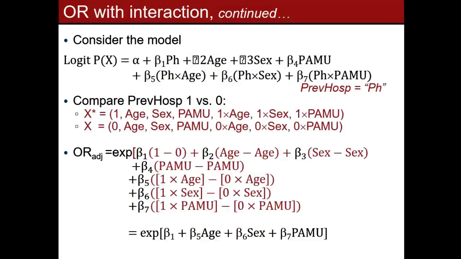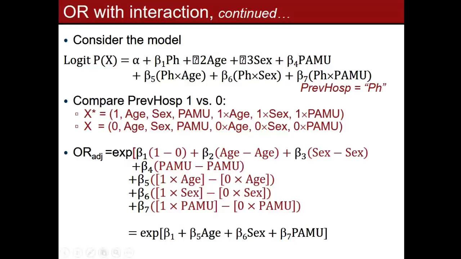Here's a model that has lots of interaction terms, previous hospitalization times each of these other ones. These are other betas. This is to convince you that if you go through the formula again, all of the interaction pieces that are associated with previous hospitalization stick in the model. And now you've got an odds ratio that depends on 3 other variables: age, sex, and PAMU. The main effects for age, sex, and PAMU cancel out, but the product terms stay in there because they don't cancel out.